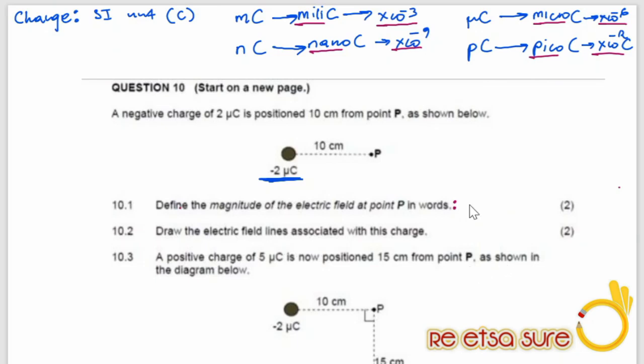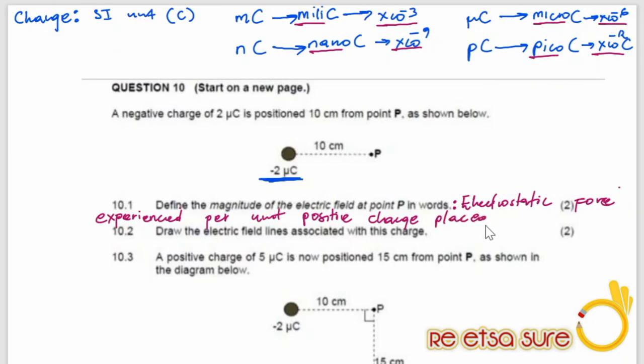What is electric field at a point? The electrostatic force experienced per unit positive charge placed at that point. You will get your 2 marks.